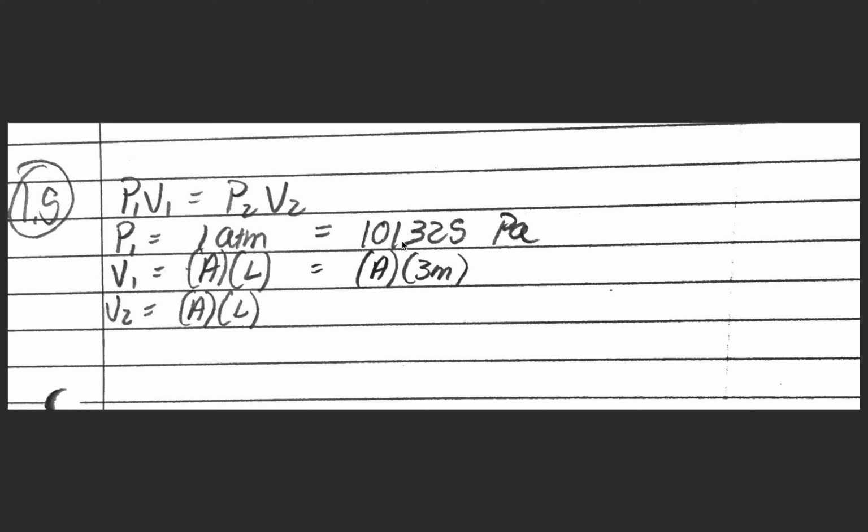101,325 pascals. And then we know that V1 is just the area of the cylinder times the length. We don't know the area, but we know the length, so it's just A times 3 meters. And then V2, same thing, A times L, but we don't know L or A. We're trying to find out L. And don't be confused by this A. It gets canceled out later. So honestly, it's just L. We know L is 3 in this one.